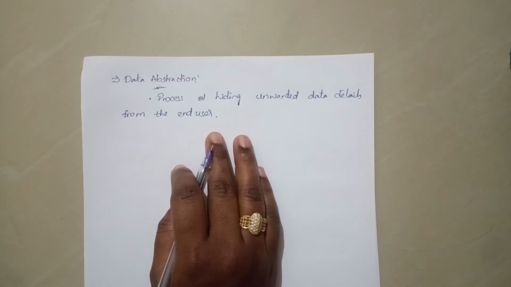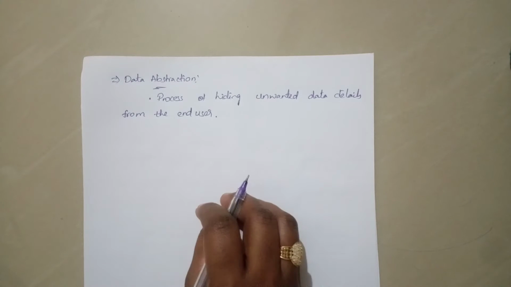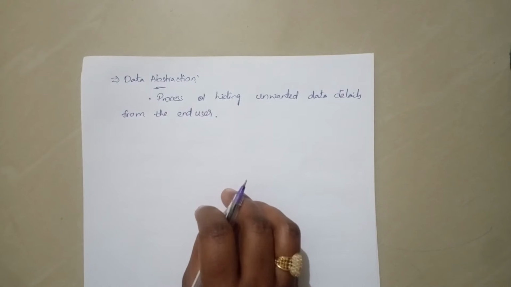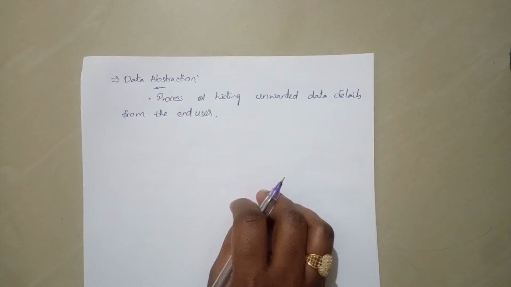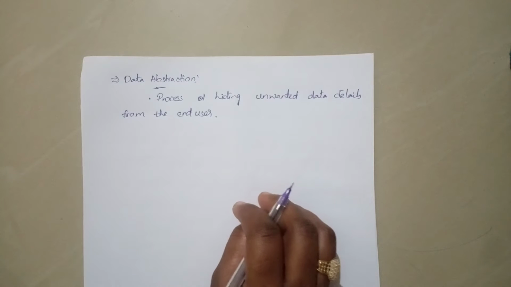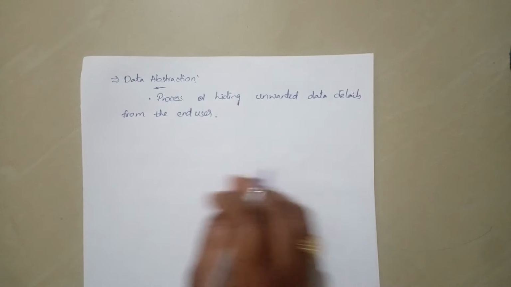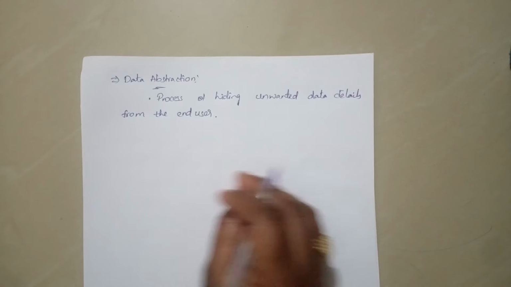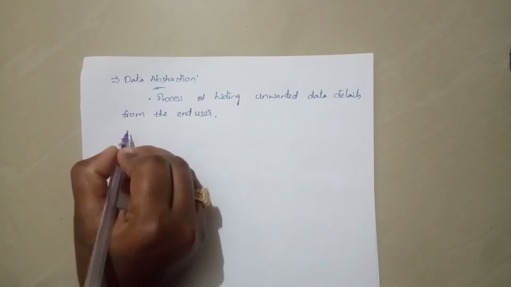For example, users want to access the data easily. Data abstraction hides the complications from the end user, and it only shows the relevant part of the data, or the relevant part of the database, to the user. If any user wants to access the data, it shows only the needed information or relevant data, and it hides all the unnecessary data from the user.